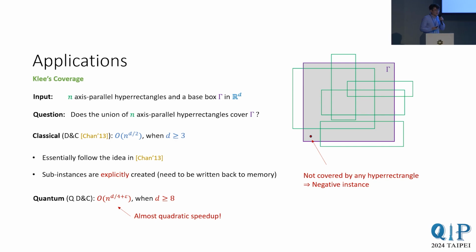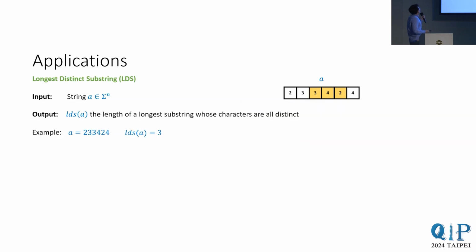Quadratic speedup is always our perfect, so perfect. And here's a second example, which is more famous. It's called the longest distinct substring, or LDS, problem. Given a string of n characters, we want to output the length of a longest substring whose characters are all distinct.